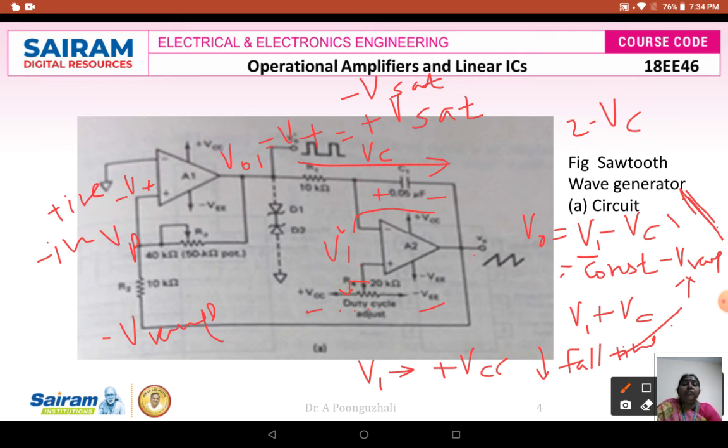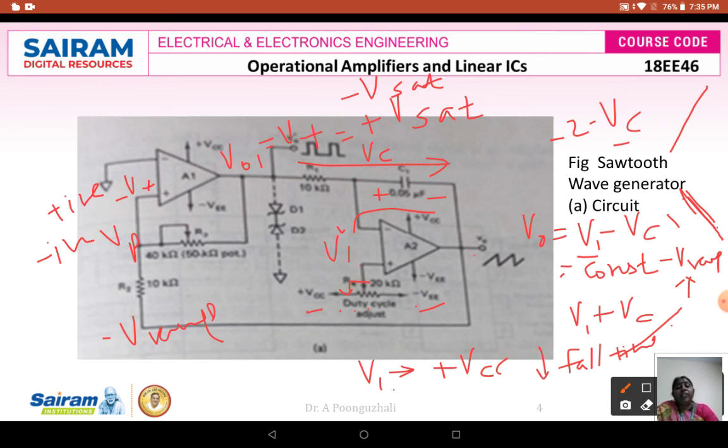Now if my V1 goes to minus VEE, that means this is going to be negative. In this case, the capacitance is going to increase, and that means it will take more time to reach that minus 2 volts. So in this case, this is a positive ramp. Positive ramp means a discharging, and discharging will be a slower process, so it will take more time.